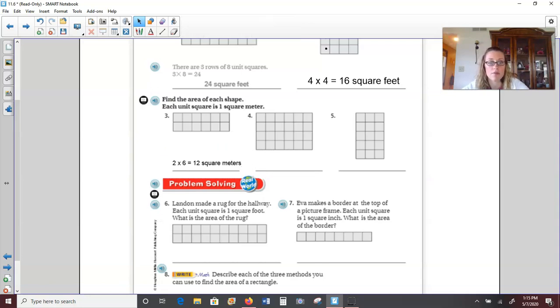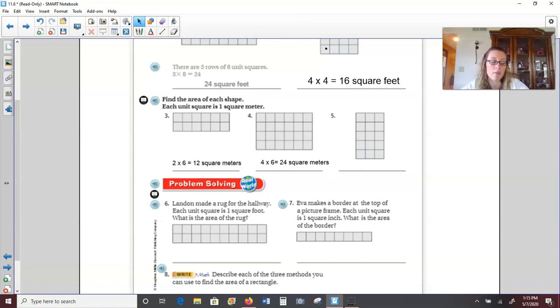All right. Over to number 4, length times width. How many rows? 1, 2, 3, 4 rows. Times how many in each row, Miss Avery? 1, 2, 3, 4, 5, 6, Mrs. Jockel. Good job, Avery. 4 times 6, and 4 times 6 equals 24, and our label is square meters.